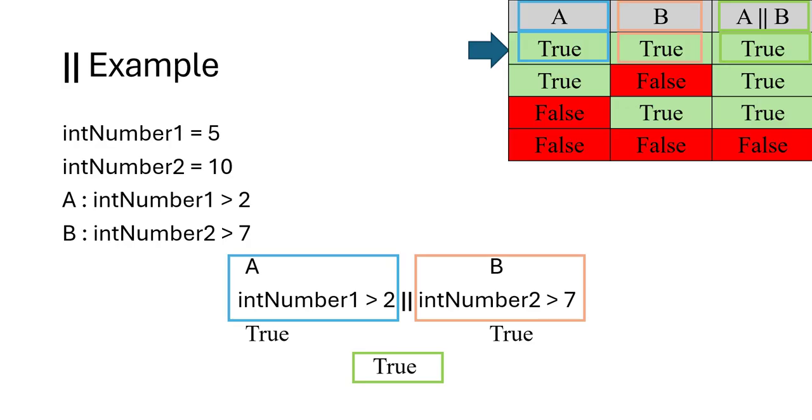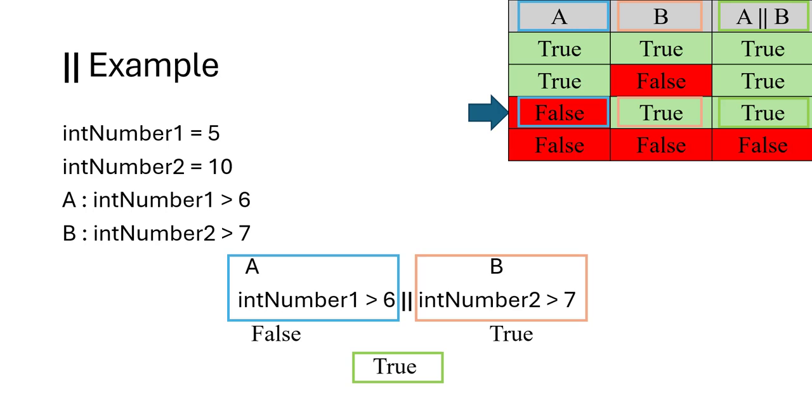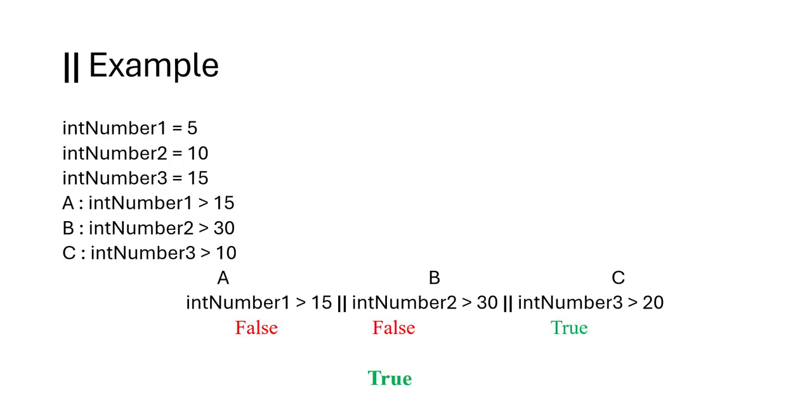Here are the same examples we had before, but this time we are using OR instead of AND between the conditions. The first condition is true, the second condition is true, A or B is true. In this case condition B is false. However, that did not change the end result. In this case, A is false, but again, it did not change the end result. For A or B to be false, both conditions have to be false. Just like the AND operation, you can add as many conditions as you want, and it only takes one of these conditions to be true for the end result to be true.